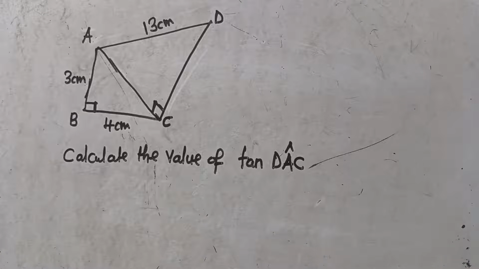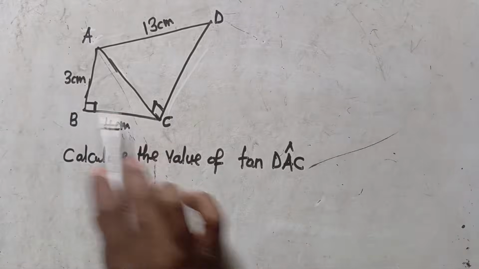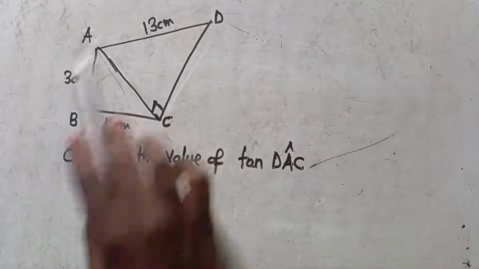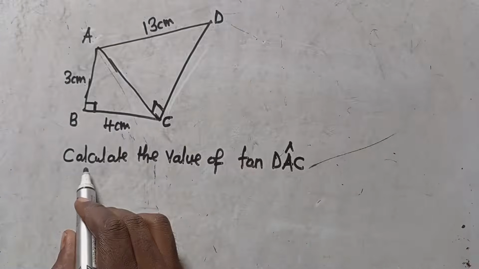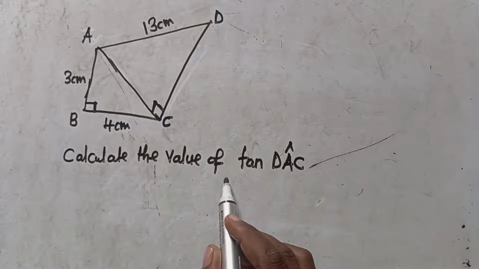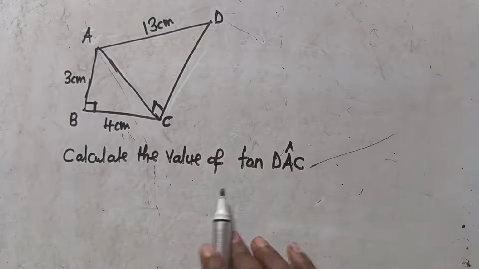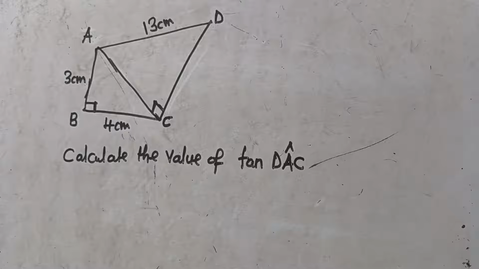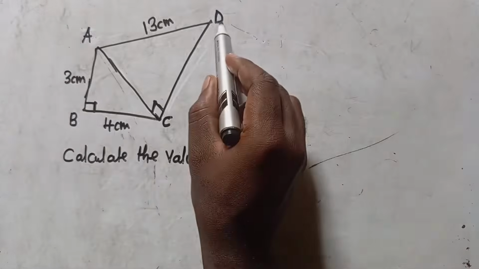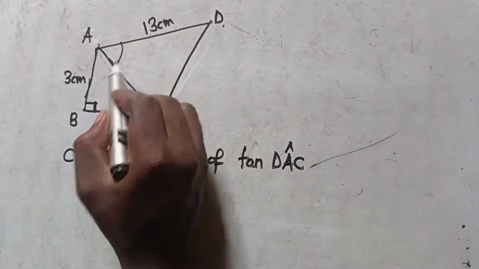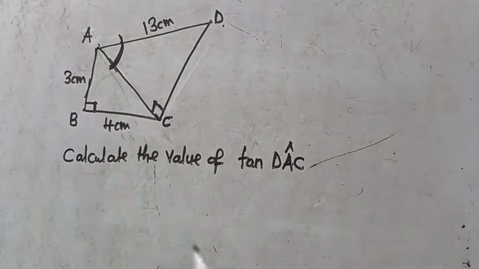So now, how can we revise through these questions? This is the first question we are going to start with. The question is saying we are given a triangle here. This diagram is given. Then they are telling us to calculate the value of tan DAC. They want us to find the tan of that.